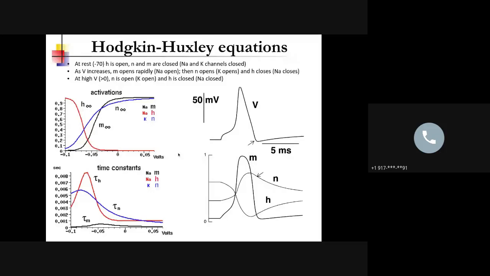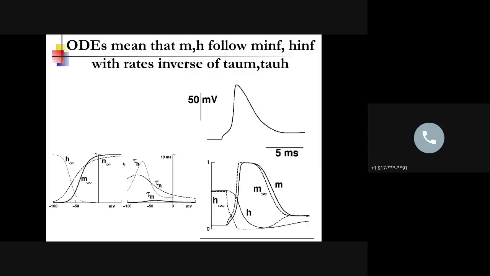And so what that is, the channel is starting in a fully deinactivated state and then inactivates. And you can see here in this slightly more elaborate graph that the infinity goes up even faster than the m goes up. The m solid line follows the dotted line with a slight lag that represents this very fast tau m. Much more obvious looking at the h, it has a substantial lag as it follows the h infinity. So that's the differential equation. So ODEs mean that the m and h are following these with rates that are relatively slow in the case of h, relatively fast in the case of m.